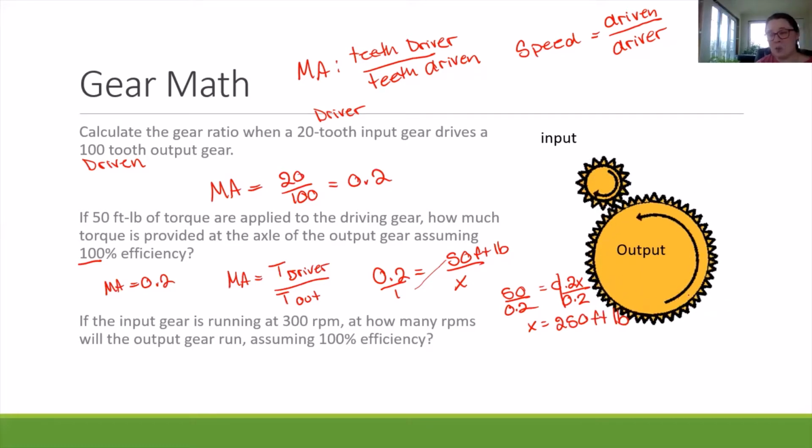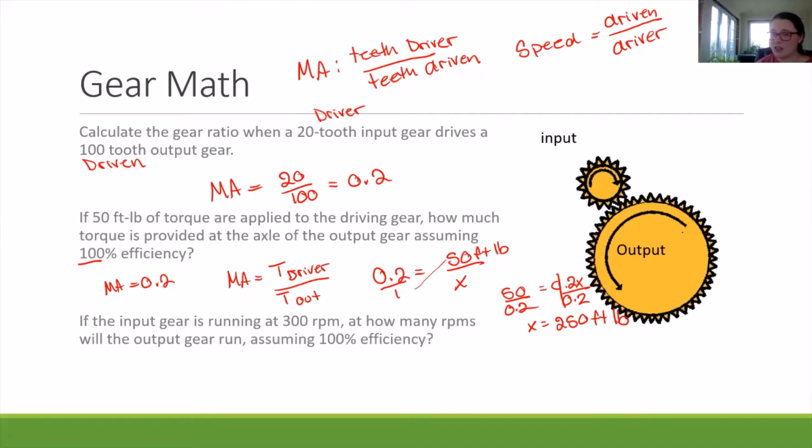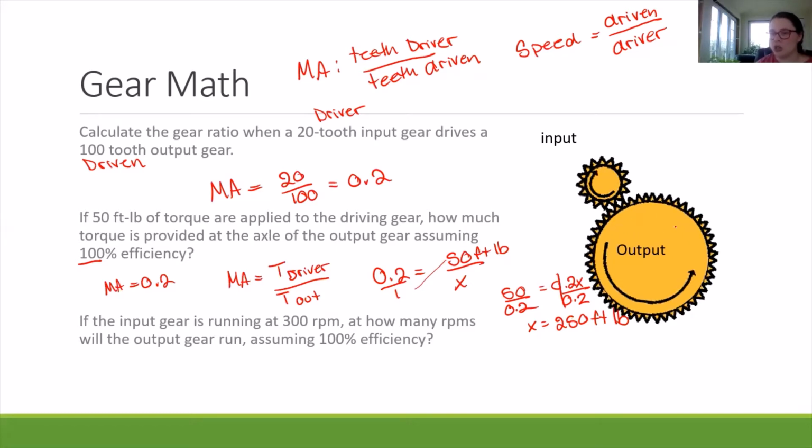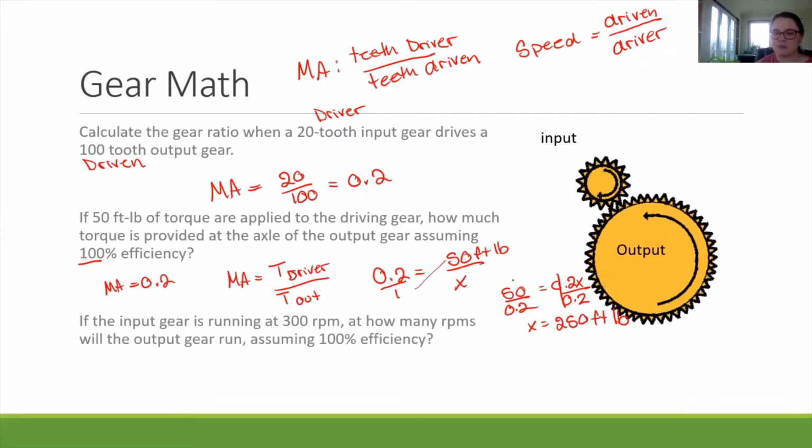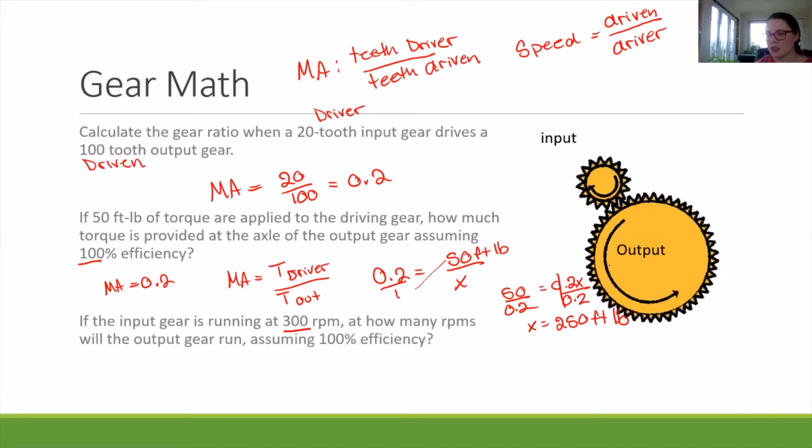Does that make sense? Well, I've got a bigger diameter, bigger radius on the output gear, so the torque should increase. That makes sense. And then the very last one says if the input gear is running at 300 RPMs, how many RPMs will the output gear run? First of all, it's going to be bigger or smaller. Well, you can look at your picture. The arrow here is moving faster than the arrow here. So we know it's going to be a slower gear. The big gear is going to move slower.